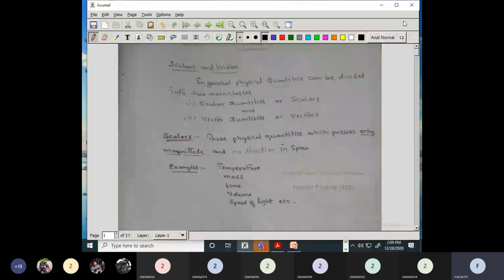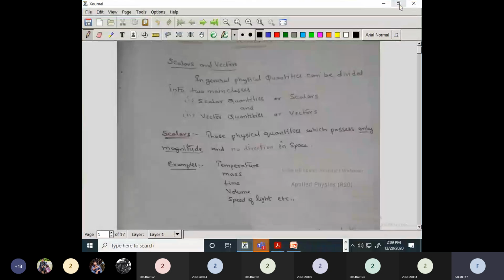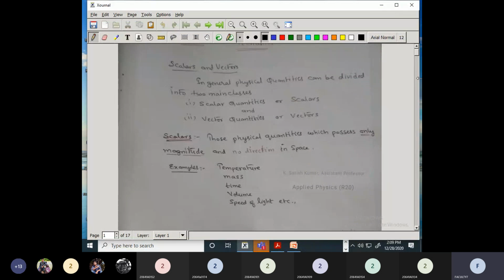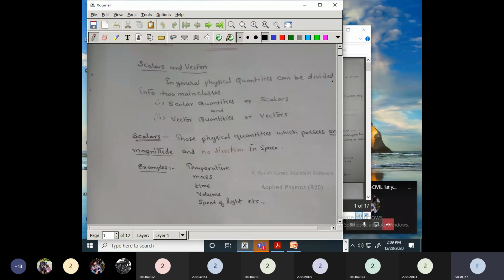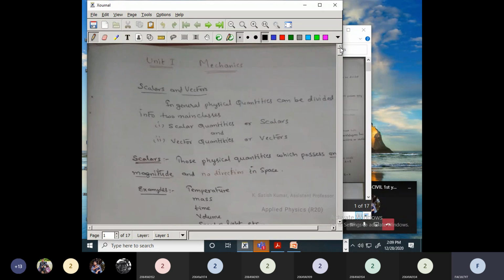Okay, now this is the thing. Till now we had learned about mechanics here. Now I will give a repetition of the topics for a few minutes. Thereafter we will continue with the introduction of the last topic. Now this is unit number 1. We are referring to unit number 1.